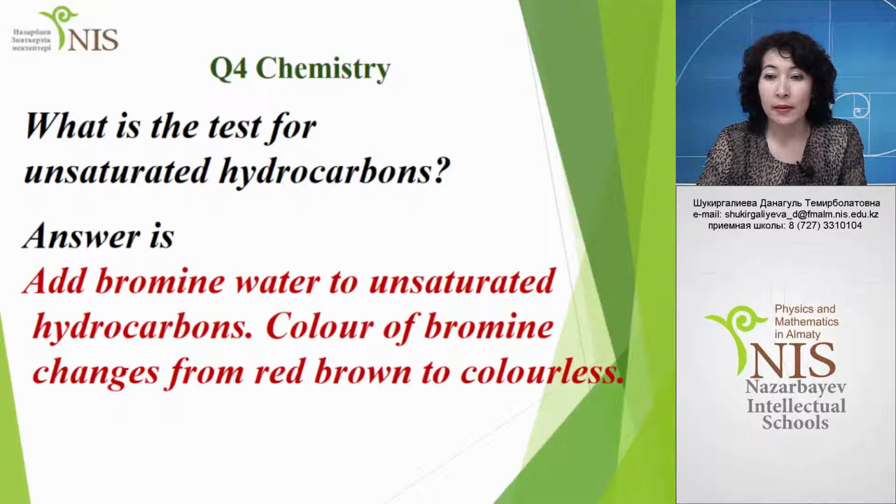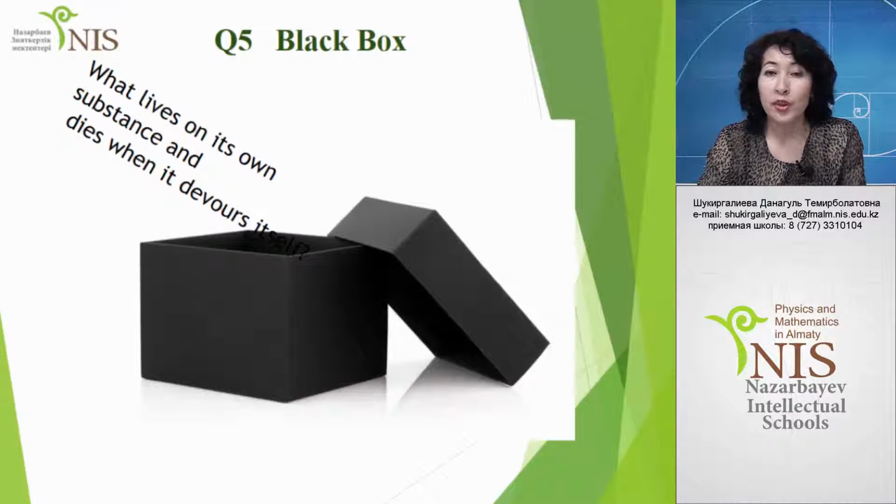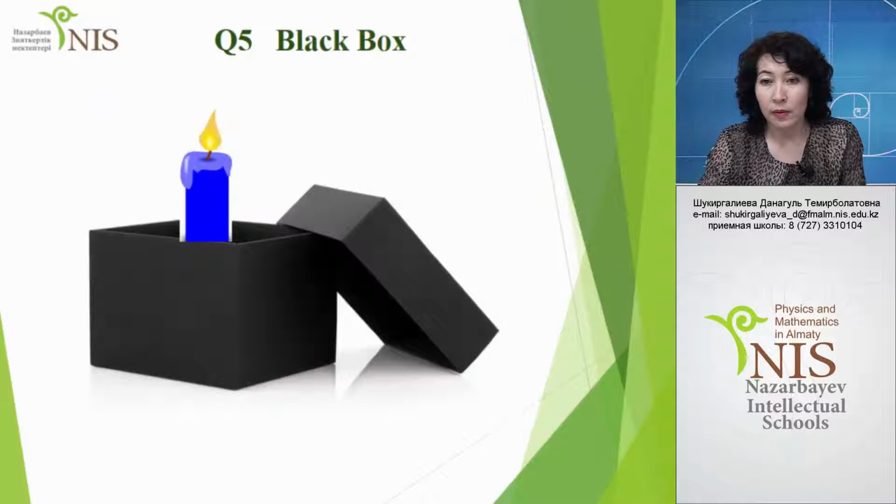The next question, it is question number 5. Question number 5 is the black box. As a rule, it is supposed to be something in the black box. So, I read the students a riddle about this hidden object, so that they could take a guess what is inside the box. And the riddle is: what lives on its own substance and dies when it devours itself? After 1 minute of discussing, I'll show the correct answer. The correct answer is a candle.